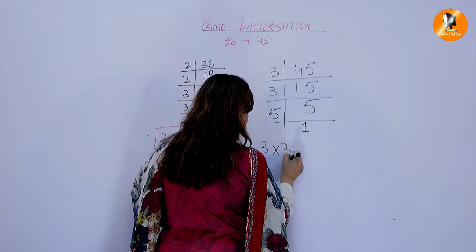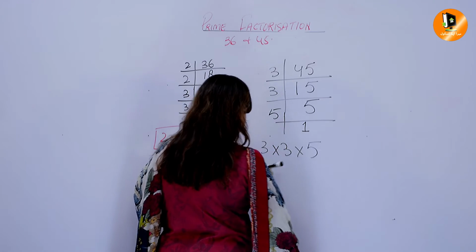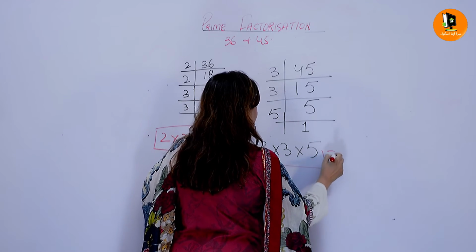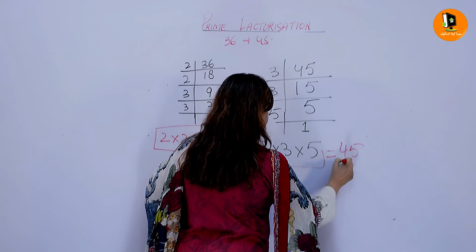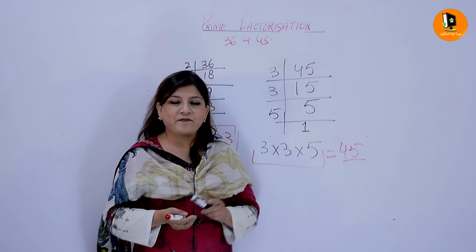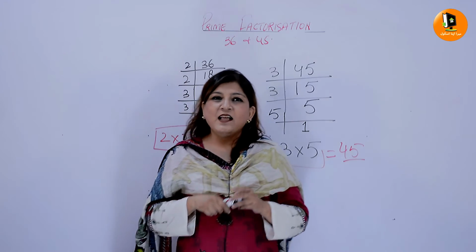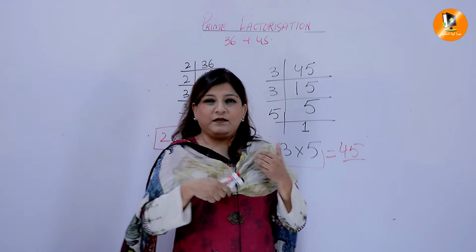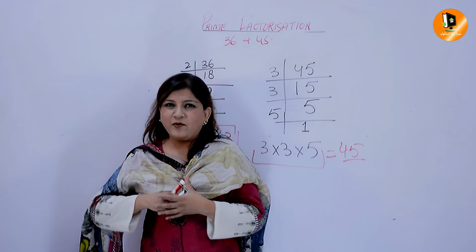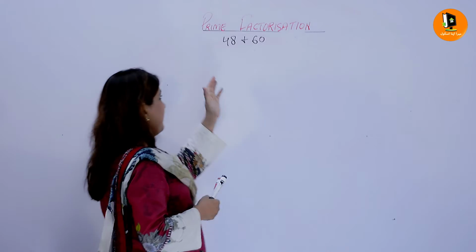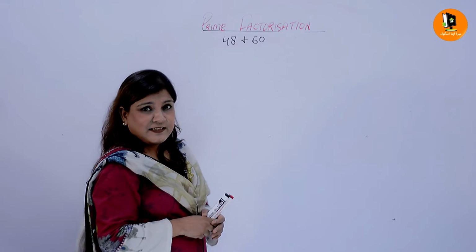3 into 3 into 5 means these are the prime factors of number 45. I hope you all understand how to find the prime factors of bigger numbers. Let's have some more examples. Let's find the prime factors of numbers 48 and 60.